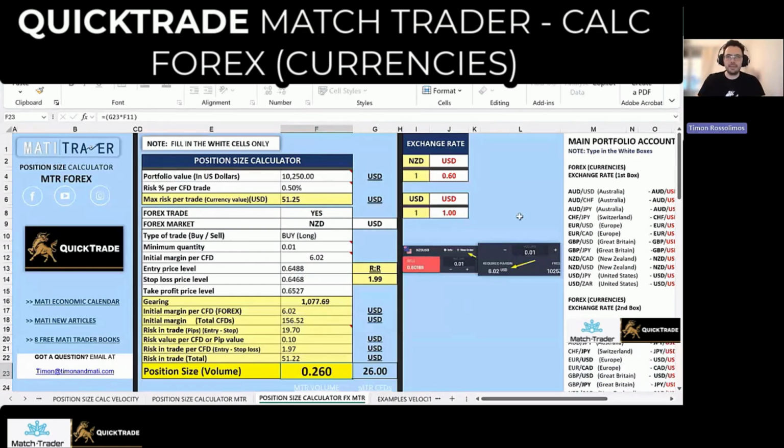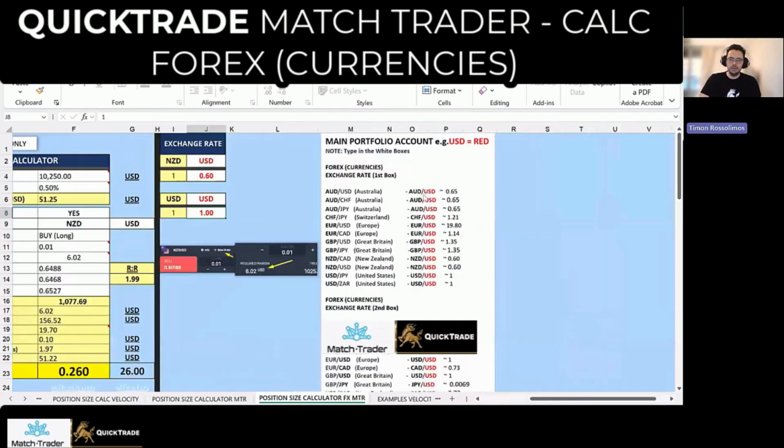The most important thing is this over here. It's called the exchange rate. If you're trading the NZD USD, you need to know what the NZD USD is. So in this case, 0.60. You can go to Google and type NZD/USD. And then USD is USD/USD, which is 1 to 1, okay, which is obvious.